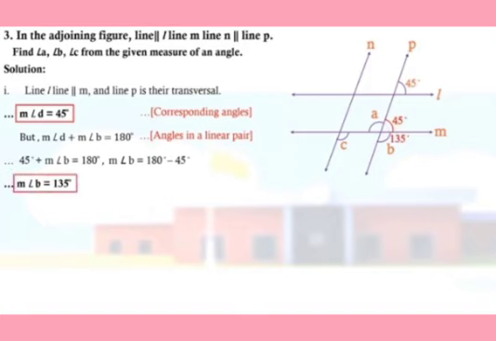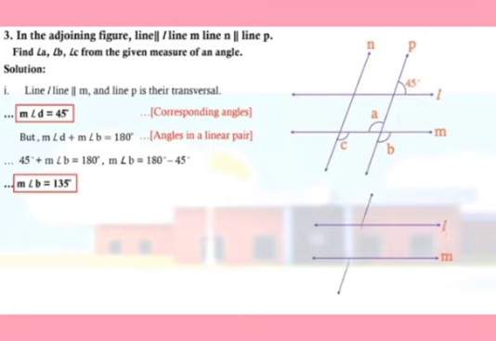So here we have calculated measure of angle B is equal to 135 degrees. My dear students, if measure of angle B is equal to 135 degrees, that means A is also 135 degrees, because they are vertically opposite angles.